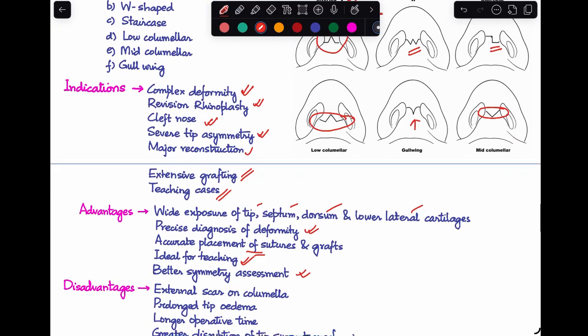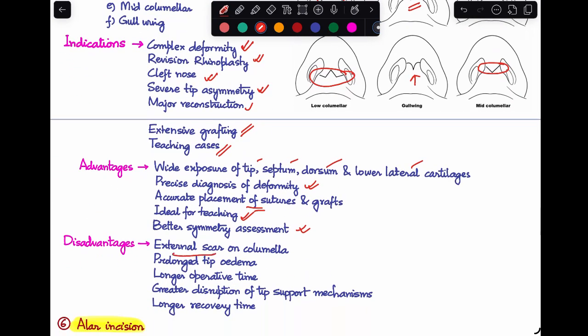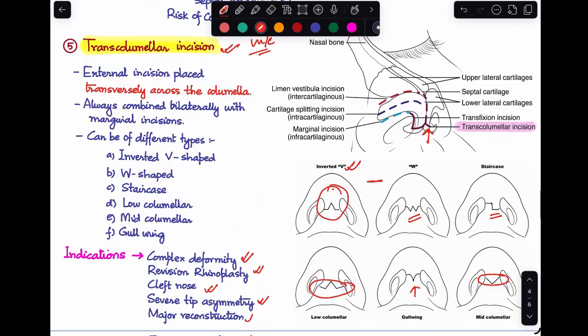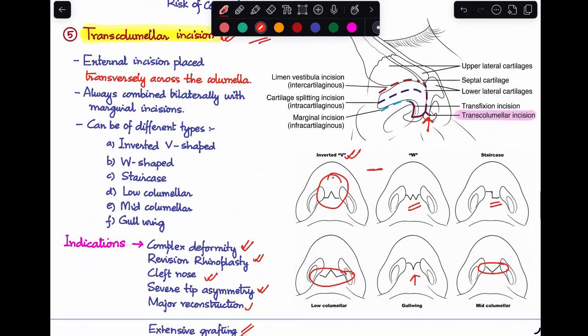Some disadvantages: a very obvious one is that we have an external scar on the columella. However, the scar does end up healing, so it doesn't leave much behind in a couple of weeks or months after the surgery. There can be prolonged tip edema in these cases, longer operative time because the external approach takes more time, greater disruption of the tip support mechanisms, and a longer recovery time. So that's about the transcolumellar incision, the most common incision that we use when we are doing an open or external rhinoplasty.